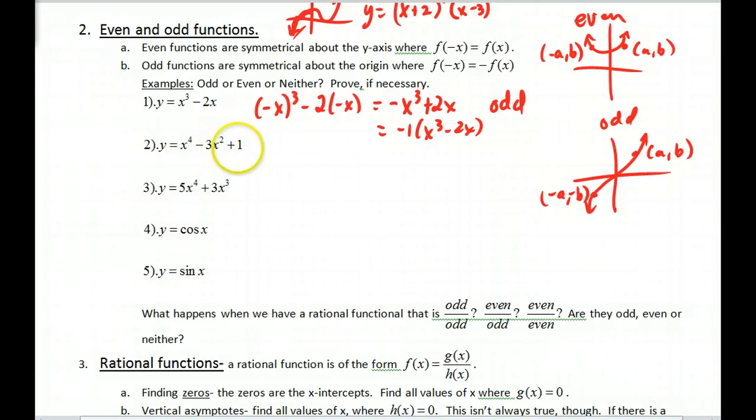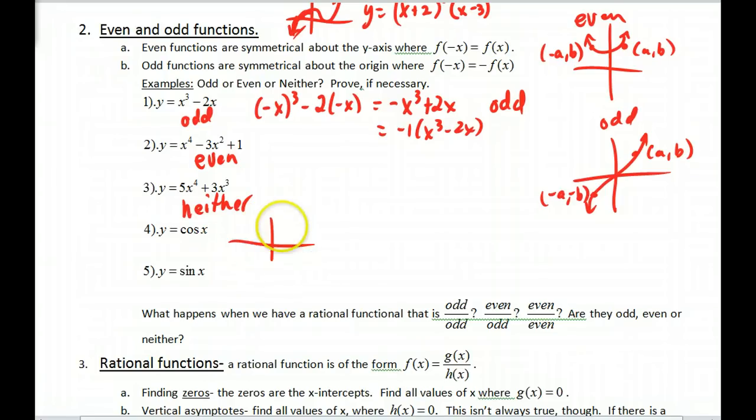This one has all evens. What happens when you plug in negative x here? Well, the negative will go away. And so we'll be left with just what we started off with. So this one would be even. Sorry, this one would be odd. So this is even. This one, I have an even and an odd together. Straight away, that tells you that it's a neither. What's the cosine?